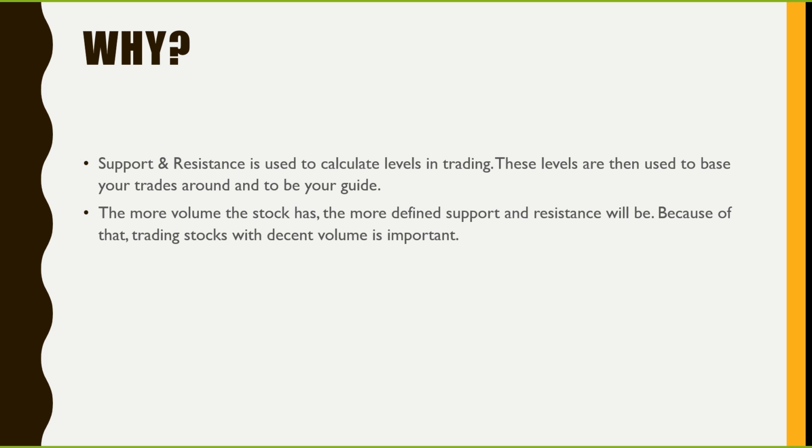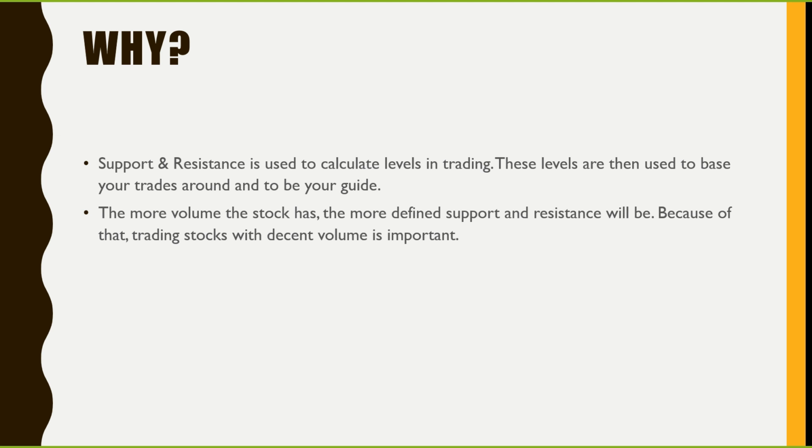Support and resistance is used to calculate levels in trading. Trading really is all about different levels. These levels are used to base your trades around and to be your guide while you're in the trade. We always talk about how you build a plan around each trade you get into, and this plan is typically based off of support and resistance levels. Where's your risk? That's typically a resistance level or a previous support level. Where's your reward? That's usually a previous support level. And so you use these levels in support and resistance to base your trades off of.